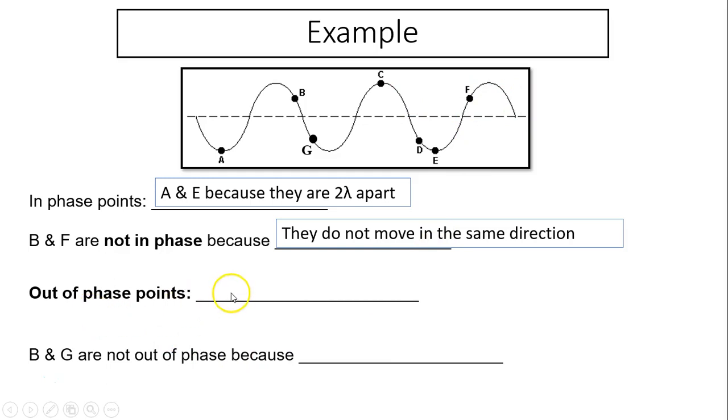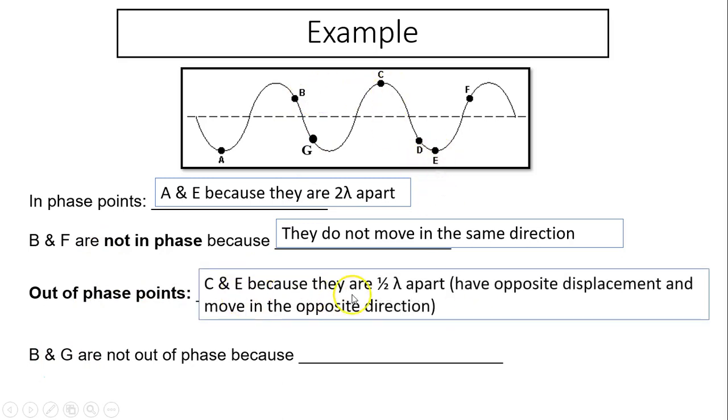Now, completely out of phase points. C and E are completely out of phase. Why is that? Because they are half a wavelength apart. Also, they have opposite displacement and move in the opposite direction. C is moving down, E is moving up. On the other hand, B and G are not out of phase because even though they have opposite displacement, they are moving in the same direction. B is moving up, and so is G. And they are not half a wavelength apart.